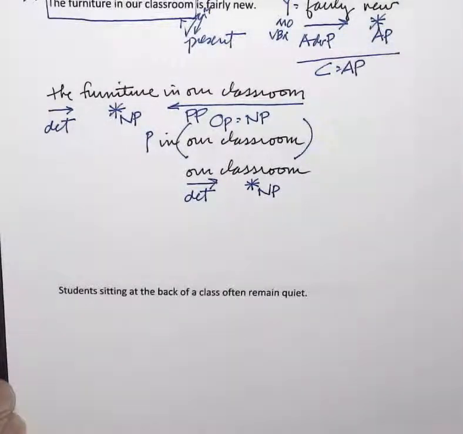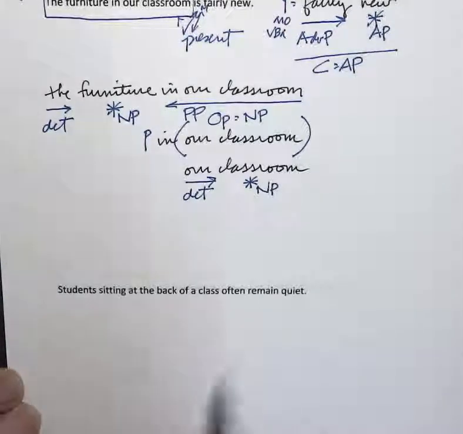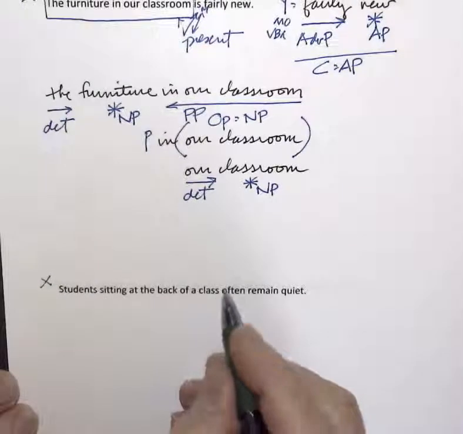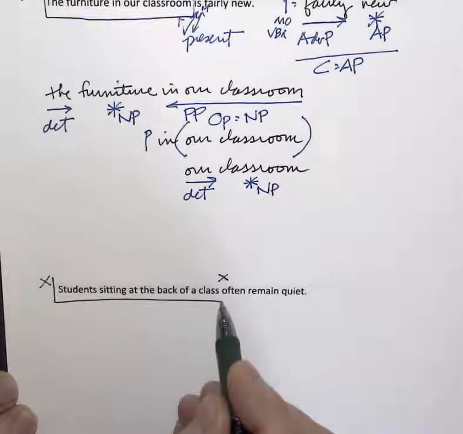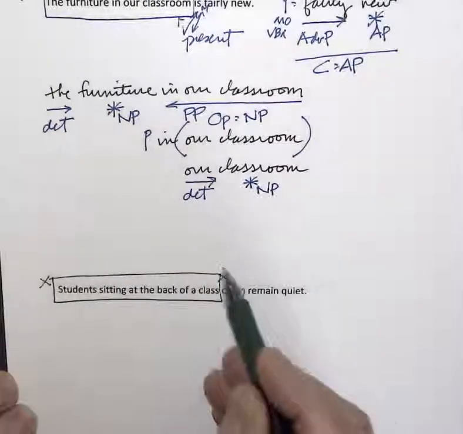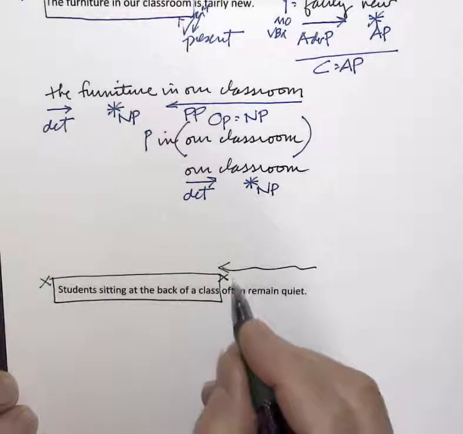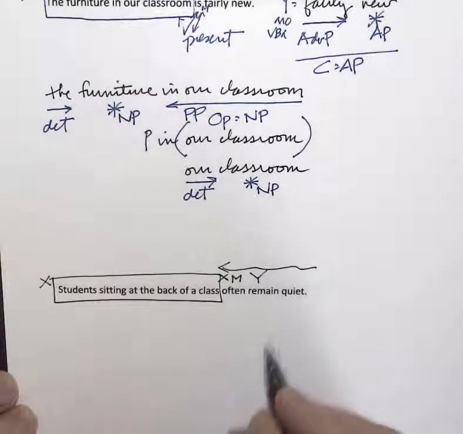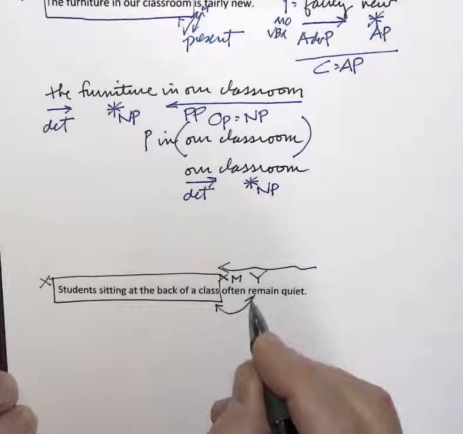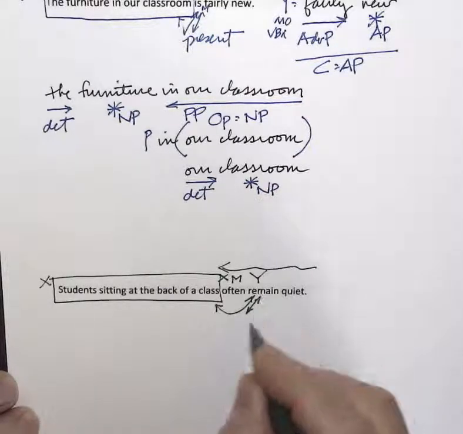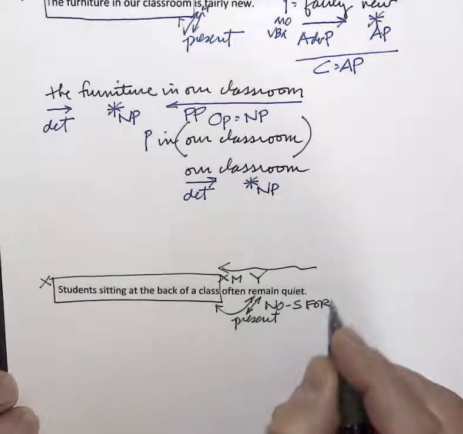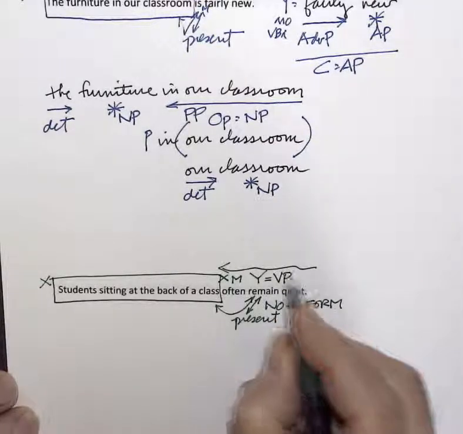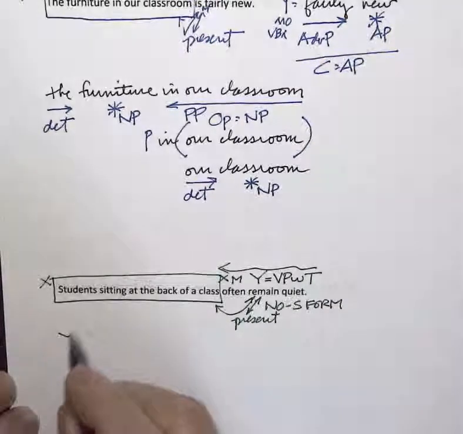Students sitting at the back of a classroom often remain quiet. Do students sitting at the back of a classroom often remain quiet? Students sitting at the back of a classroom do not often remain quiet. Students sitting at the back of a class is the subject. There was no shifter, I forgot to mention that. And let's just label the M and the Y. Okay, and now the ties. Remain ties with students sitting at the back of a class, and remain ties with the present. This is the no S form. So Y is a verb phrase with time. Let's rewrite the Y.